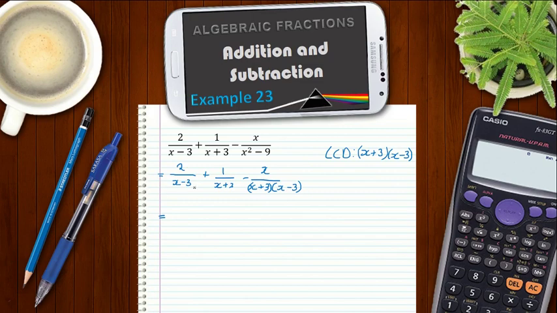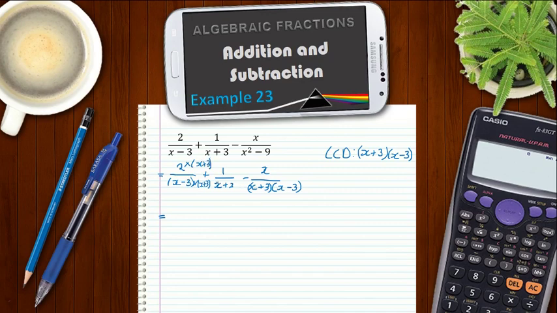So for the first term, we see that it contains x minus 3. In order to set it over the lowest common denominator, it still needs an x plus 3. So we multiply it with x plus 3, but what we do at the bottom we have to do at the top, so that the numerator also gets multiplied with x plus 3.